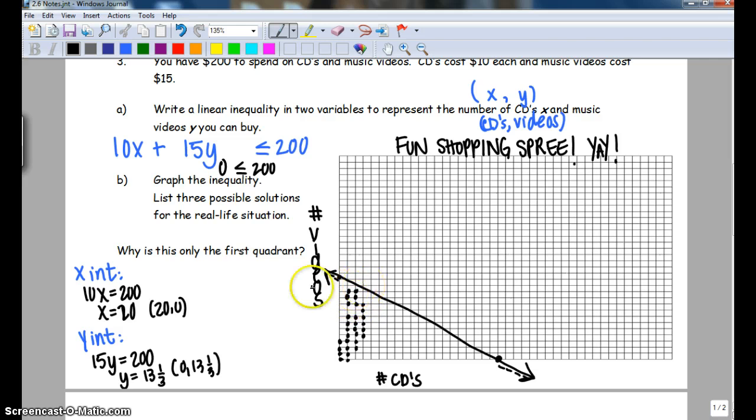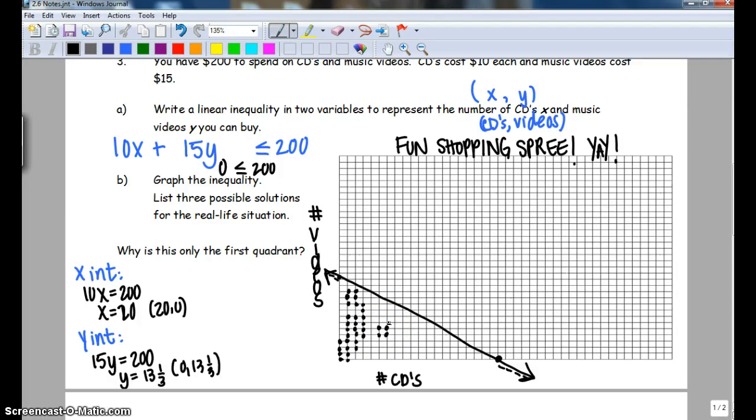So technically speaking, this 13 1/3 is not realistic. We don't have enough money to buy 14, but we could buy 13. And this is an example of where a real life situation limits what our equation can actually tell us. Okay, so you'd have dots all over here.